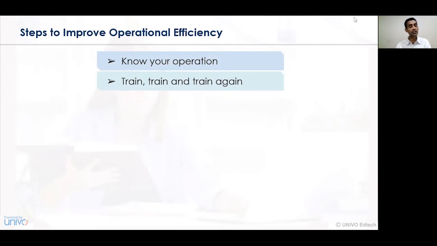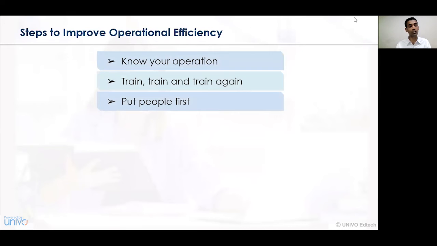So what we need to do is continuously train our people. We need to continuously train our employees, our management experts, strategists, business people, and so on. When we train them, their operational efficiency in a particular work is increased, and accordingly, whatever activity is being undertaken is very efficient and very qualitative.